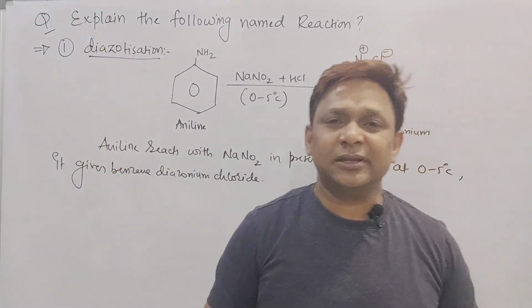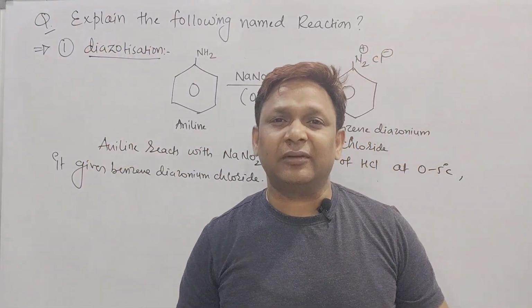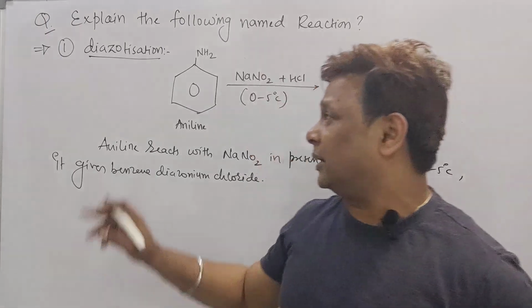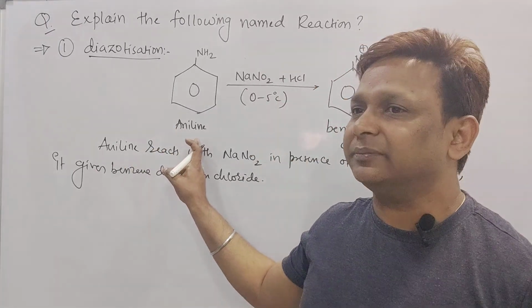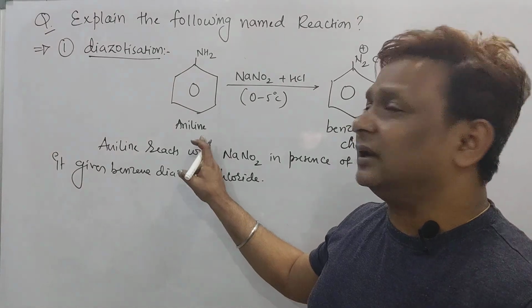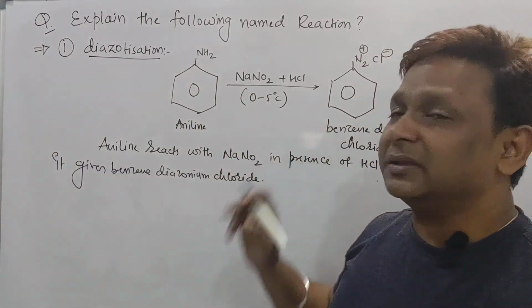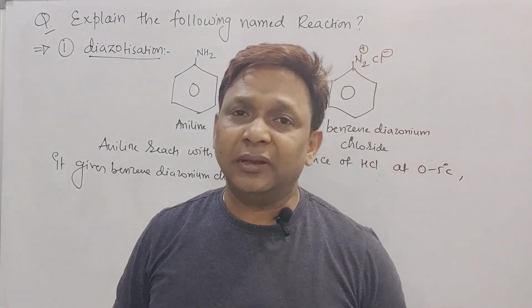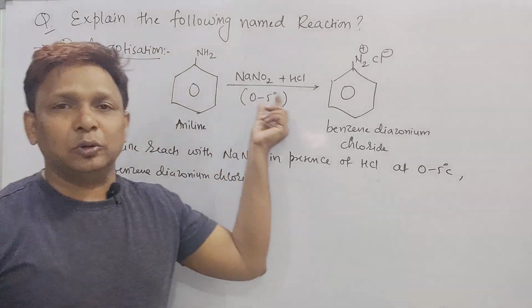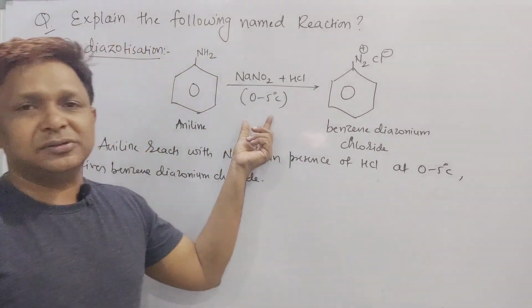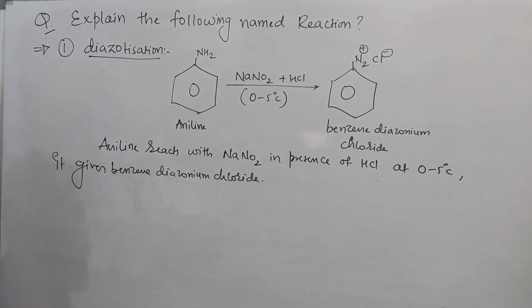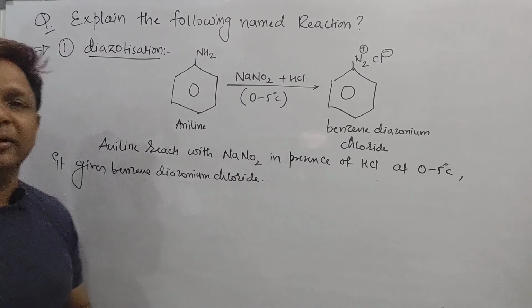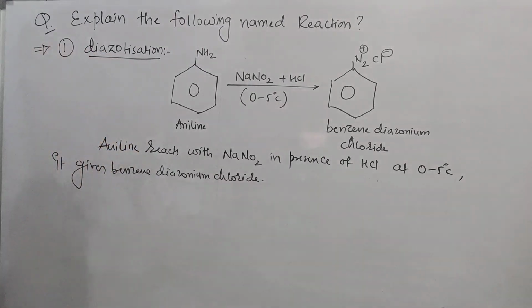So what is diazotization? It is a process where we convert the aromatic primary amine, aniline, into benzene diazonium chloride, and it can take place only in the presence of NaNO2 and HCl at a temperature of 0 to 5 degrees centigrade. It is one of the methods to prepare benzene diazonium chloride from aniline.